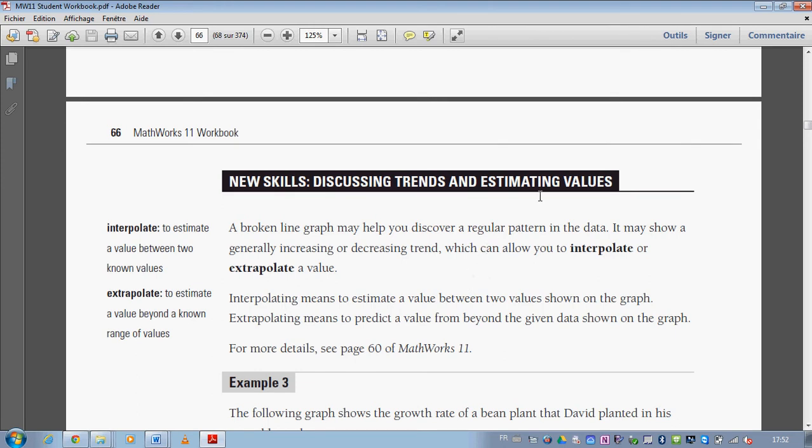And let's say you don't have data for Thursday, but if the temperature was going up steadily, then you could probably extrapolate a value for the temperature on Thursday. That means you'd extend the value beyond the data that you have. You predict a value from beyond the data that you've got. Okay, so just to give you an example, let's go back to interpolate.